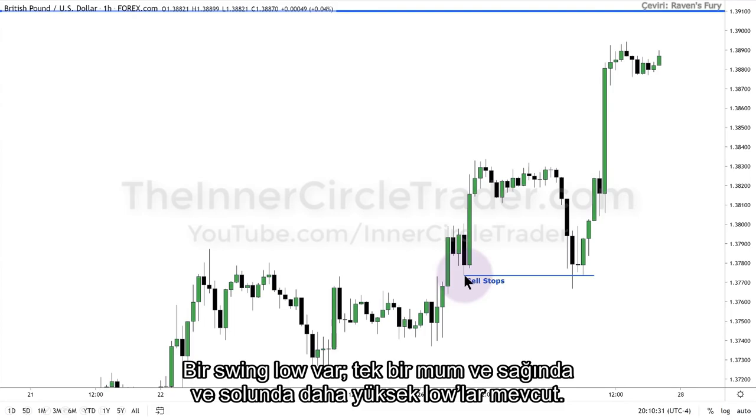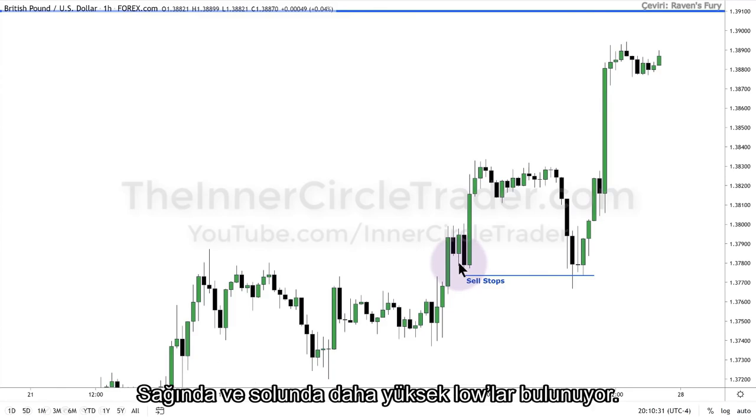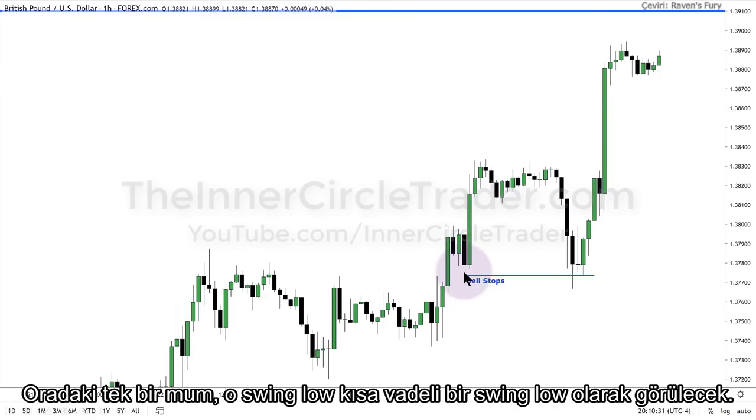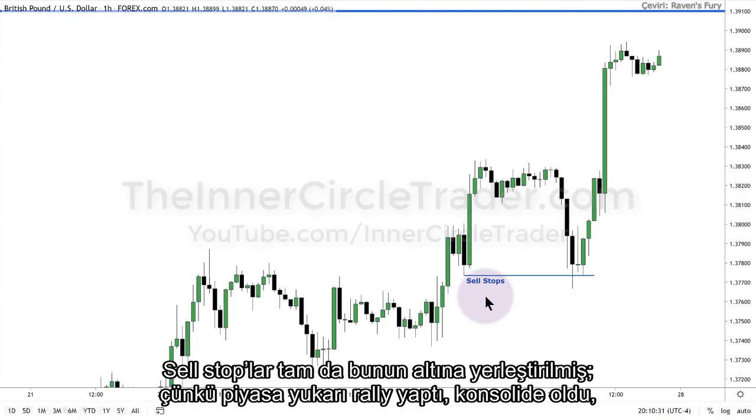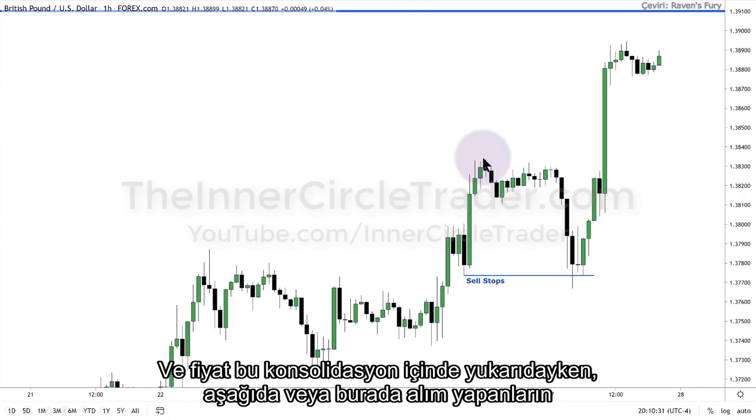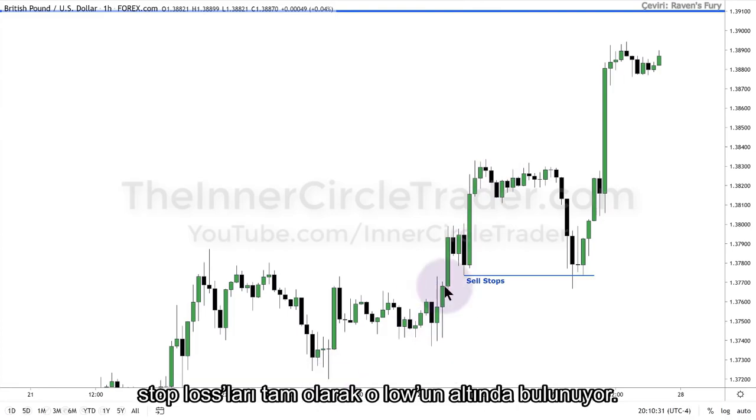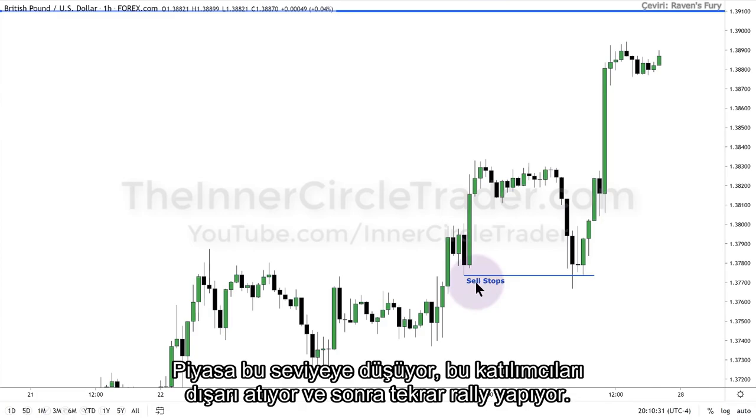This candle right here is a case in point. We have a swing low, a single candle that has a higher low to the right and a higher low to the left. That swing low is going to be seen as a short-term swing low where sell stops are sitting right below it. Because the market's rallied up, consolidated, and rallied again, those that bought down here, or even over here, have their stop loss trailed right below that low. And the market drops down to take those participants out and then rallies.